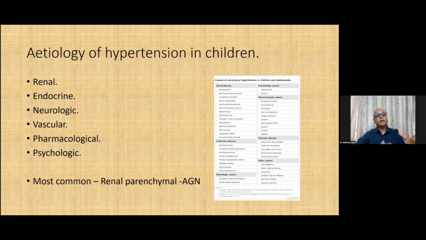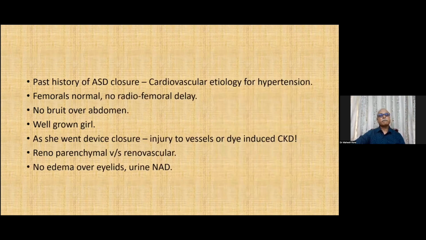After that, we came to renal, endocrine, neurological, vascular, pharmacological, and psychogenic causes. She was not on any drug, so that was also ruled out. And there was a past history of ASD closure, so cardiovascular etiology for hypertension was looked for. Femorals were palpable, both equally palpable, so there was no coarctation or interrupted aortic arch. There was no bruit over the abdomen to rule out renal artery stenosis.